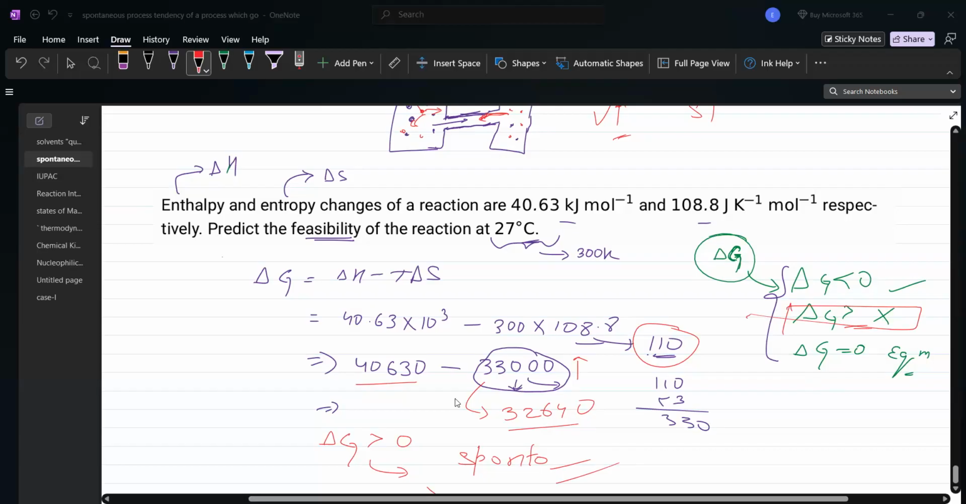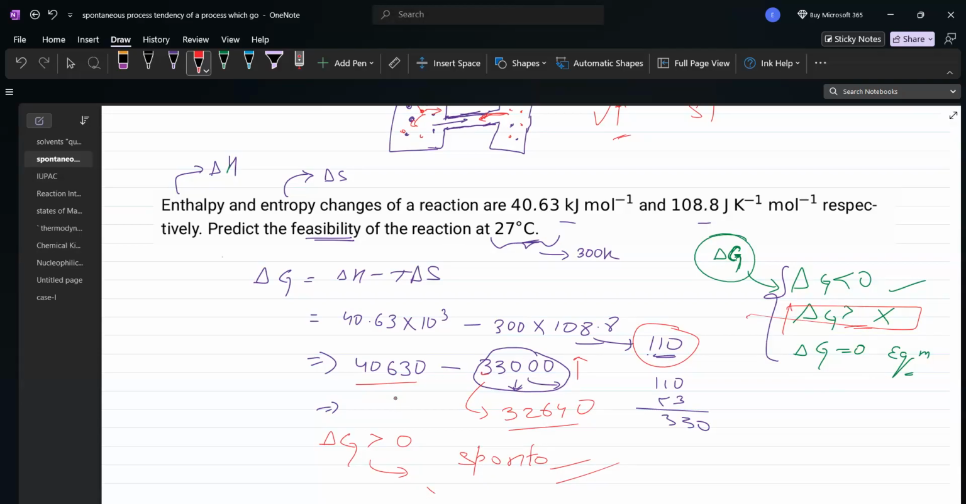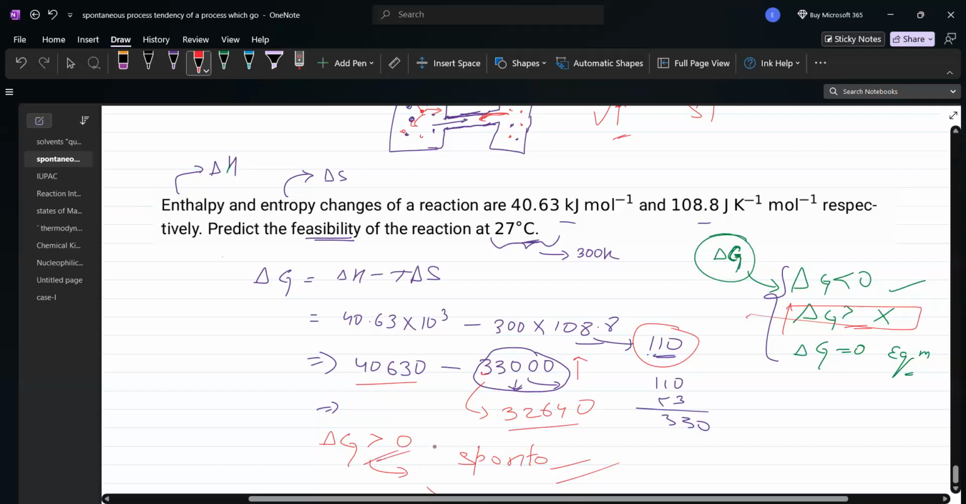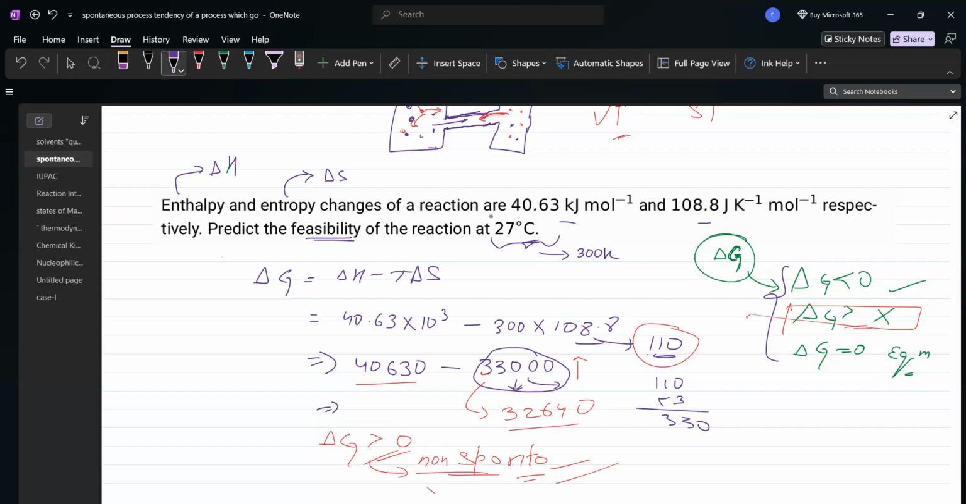See, if you want to be clever in exams, you will increase its value a little. When you see that we have increased the value, but still this is positive, then obviously it will be positive, hence it will be non-spontaneous. Got the answer? Everyone?